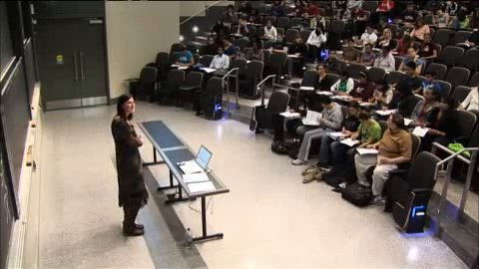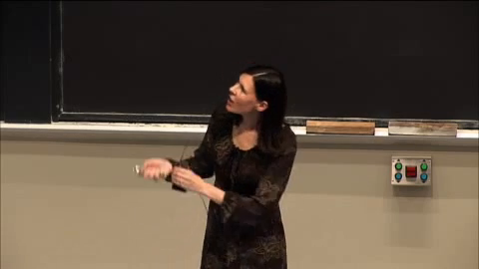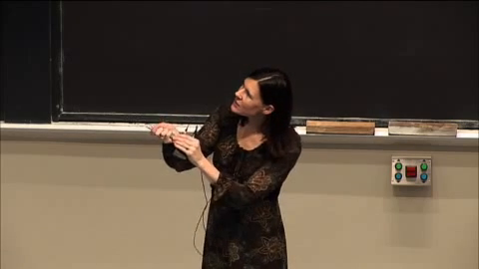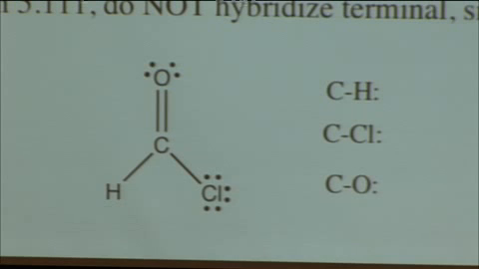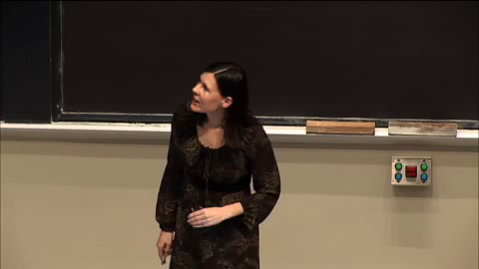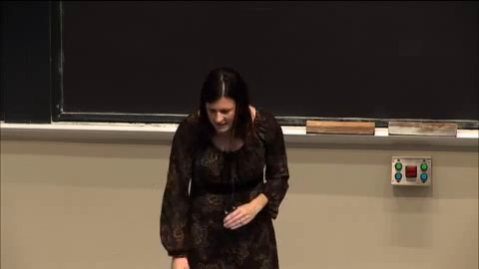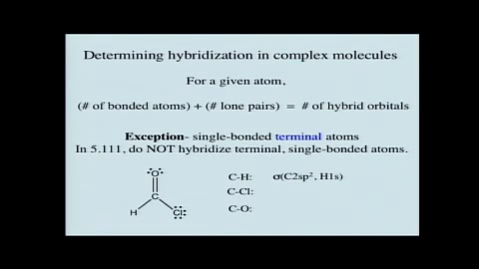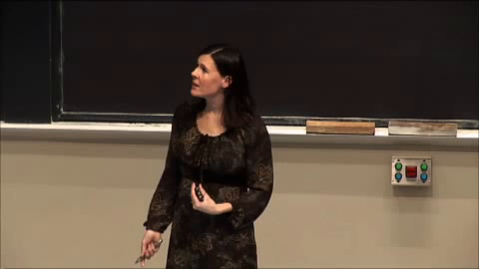All right, I'm hearing some mixed answers, so let's think. The carbon atom is bonded to three different atoms, and it has no lone pairs. So what's the hybridization? Good, sp2. So if we're talking about the C-H bond, it's a sigma bond because it's a single bond, and it's carbon 2sp2 bonded to a hydrogen 1s orbital. All right, so let's take a look at the carbon-chlorine bond here.